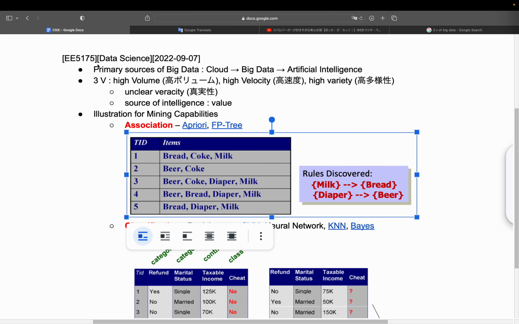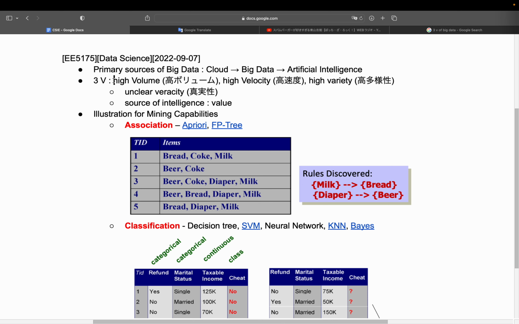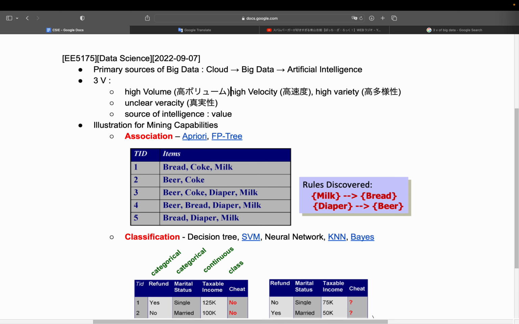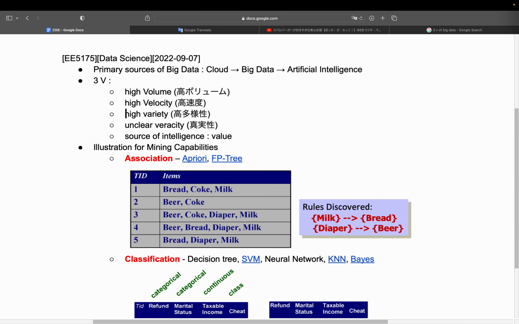The primary source of big data is the cloud, and the advent of big data also accelerated the development of artificial intelligence. There are three dimensions of big data. First is high volume, which indicates the amount of data. The second one is high velocity, which indicates the speed of processing.